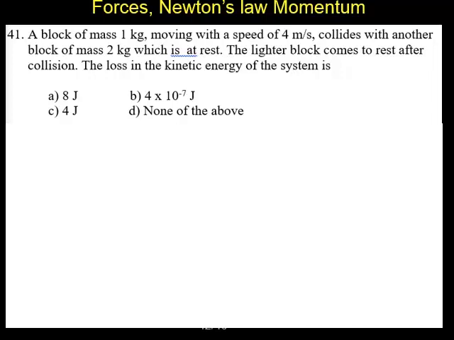Question number 41. A block of mass 1 kg moving with a speed of 4 meter per second collides with another block of mass 2 kg which is at rest. The lighter block comes to rest after collision. The loss in the kinetic energy of the system is.